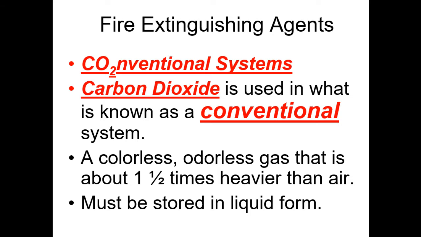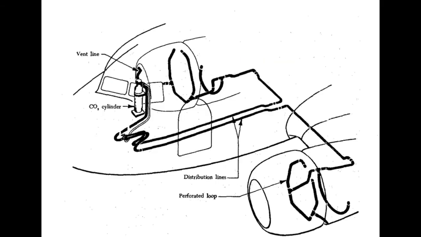In a conventional system, we are going to use carbon dioxide as our extinguishing agent. This is very common in older aircraft. The carbon dioxide is stored in a liquid form. These are one of the earliest types of fire extinguishing systems for transport aircraft and are still used in many older aircraft today. The carbon dioxide is stored in steel or stainless steel cylinders that are usually wrapped with steel wire to make them shatterproof.